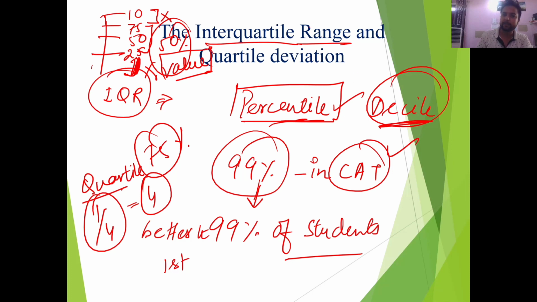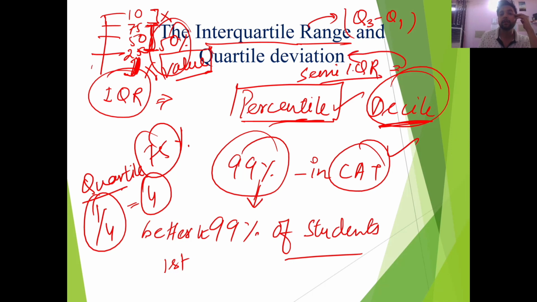interquartile range. So when we give it a formula, interquartile range is actually the range between two quartiles. That means Q3 minus Q1, third quartile minus first quartile. That is what interquartile range is. And when we take half of the interquartile range, we are doing the semi interquartile range. That is called quartile deviation. I hope you guys are understanding these by now.